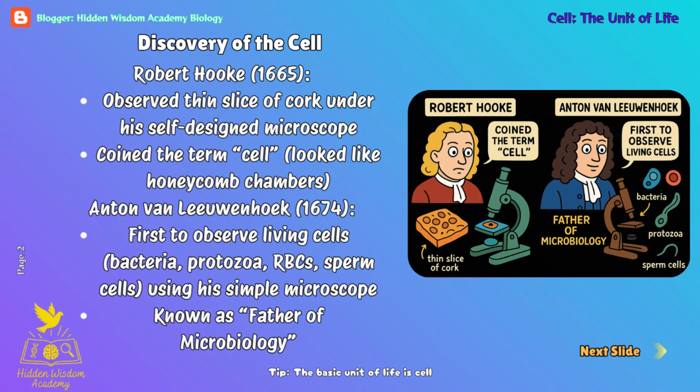The discovery of the cell was a major step in biology. In 1665, Robert Hooke looked at a thin slice of cork under a microscope and saw tiny box-like structures. He called them cells, meaning small rooms. Later in 1674, Anton van Leeuwenhoek used his own simple microscope to see living cells, like bacteria, protozoa, and blood cells. His work opened the world of microorganisms and earned him the title Father of Microbiology. Together, their discoveries started the study of cell biology.